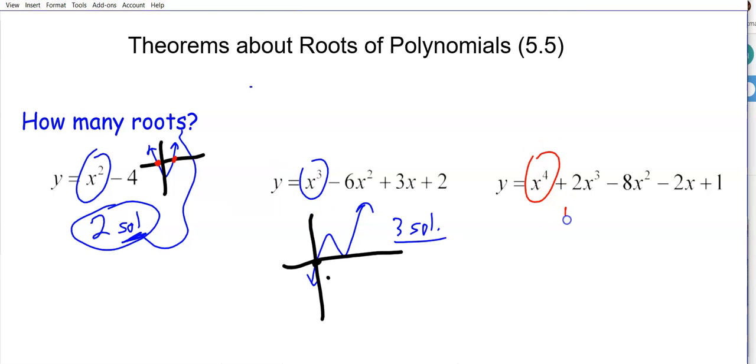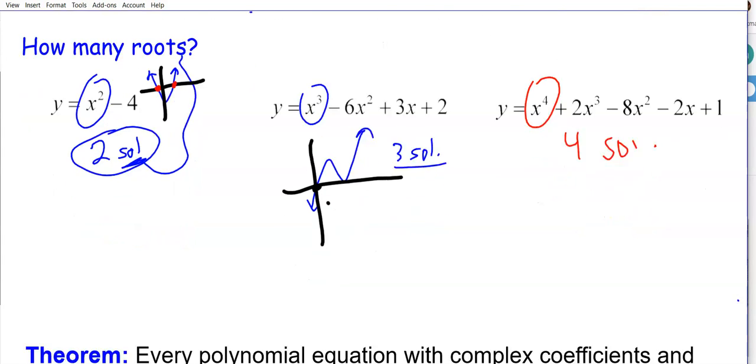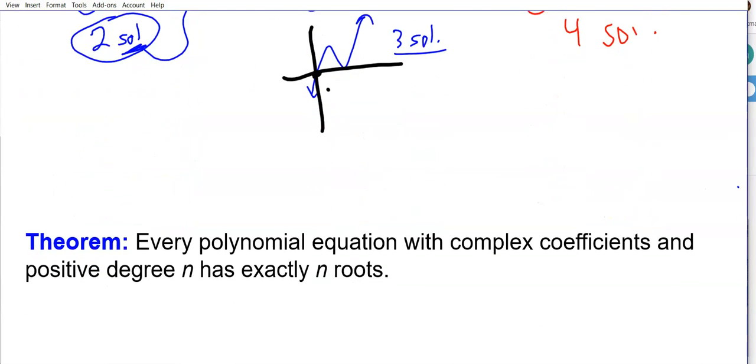X to the fourth, so there will be four solutions. If you want to say that in words, the theorem, you can write that down, is that every polynomial equation with degree n has n solutions, which is basically what we did. Third degree, three solutions. Fourth degree, four solutions. Pretty simple concept.